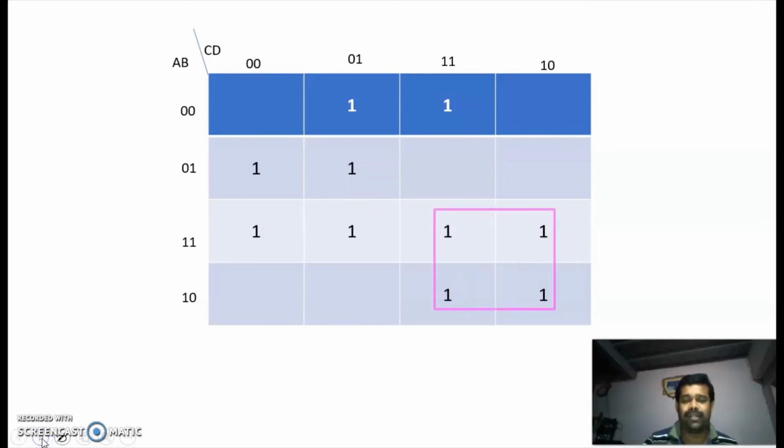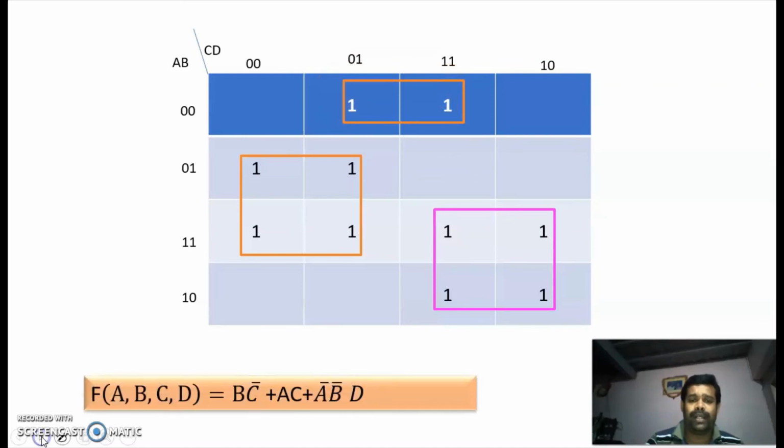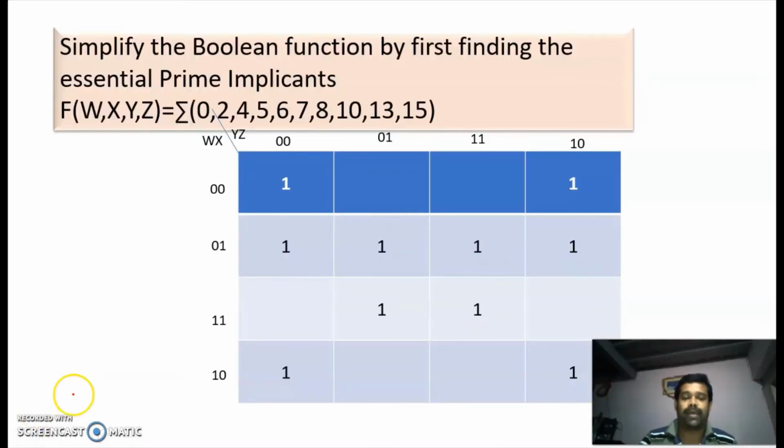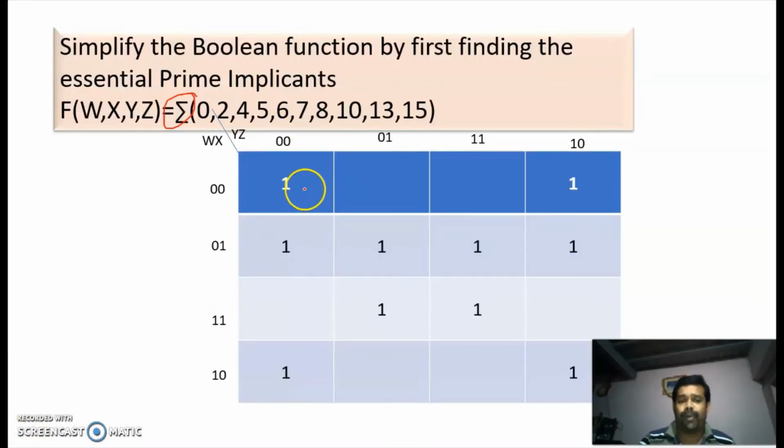So first we are grouping the essential prime implicant. These two ones are not grouped. Next we have grouped, and we have written the expression. So we are going for the next problem. Here also you have to find the essential prime implicants first. Here also the question is in SOP, so we are plotting all the numbers and checking one by one.